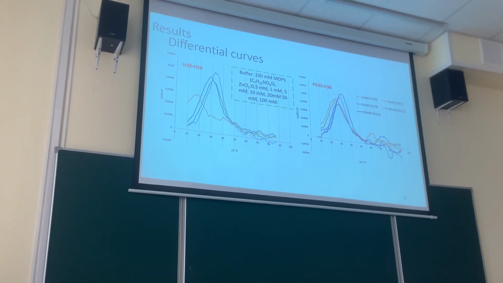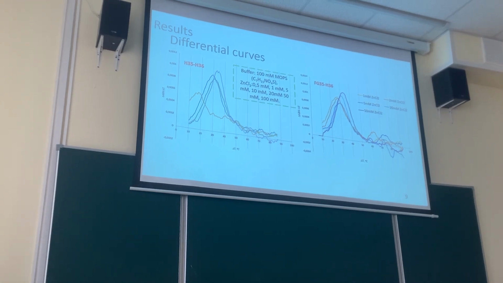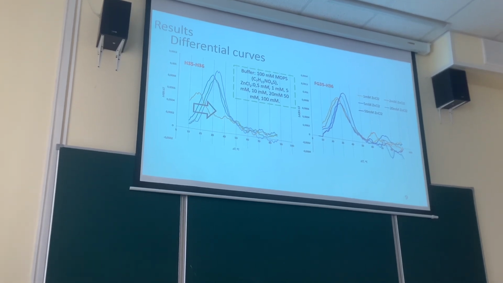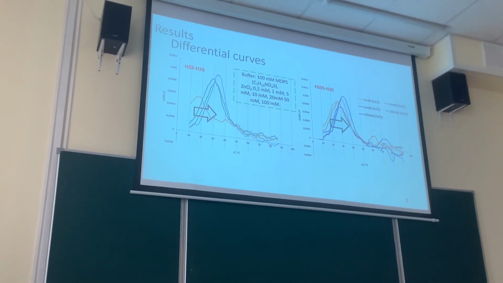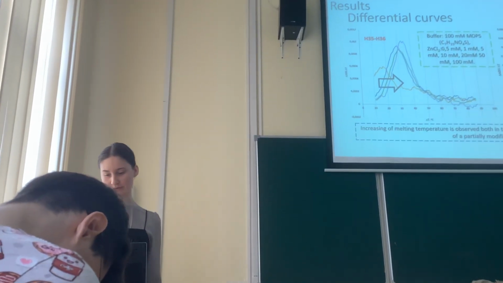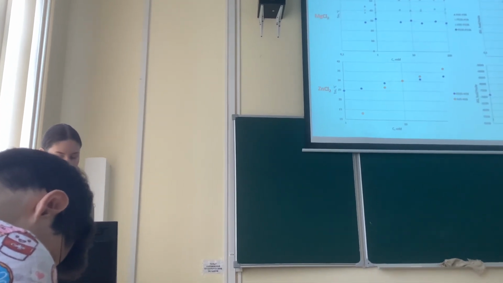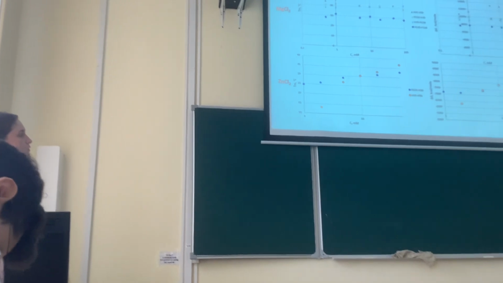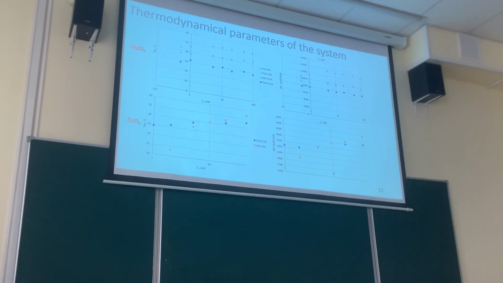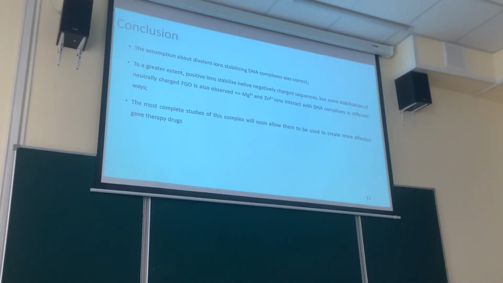There are the same differential curves for zinc ions, and as we expected, we can see a shift for native structures, but we were surprised that we can see a shift also for partially modified structures. But I want to draw your attention that the increase of temperature in case of modified structures is less than in case of native.